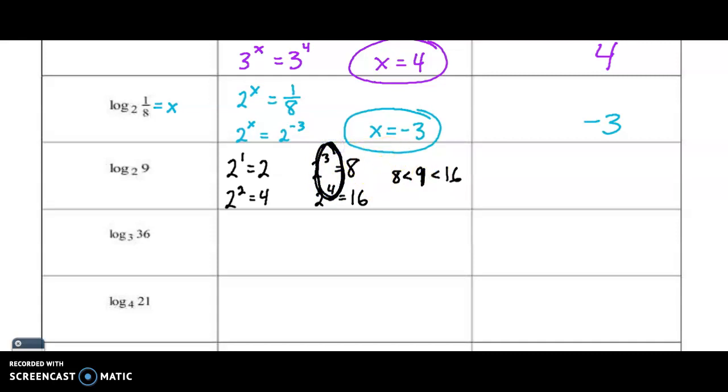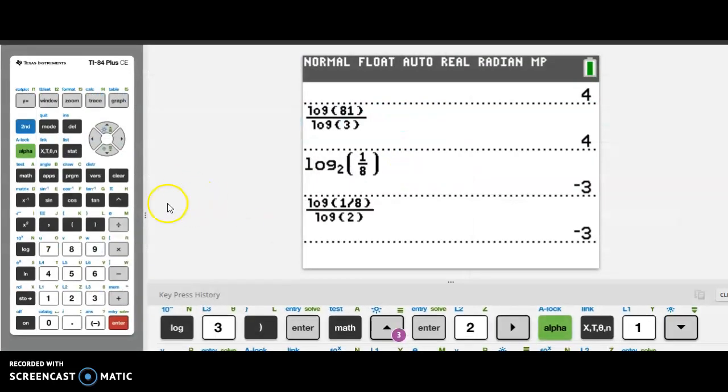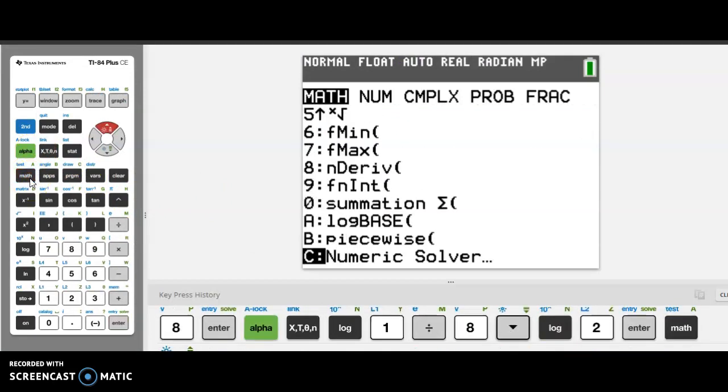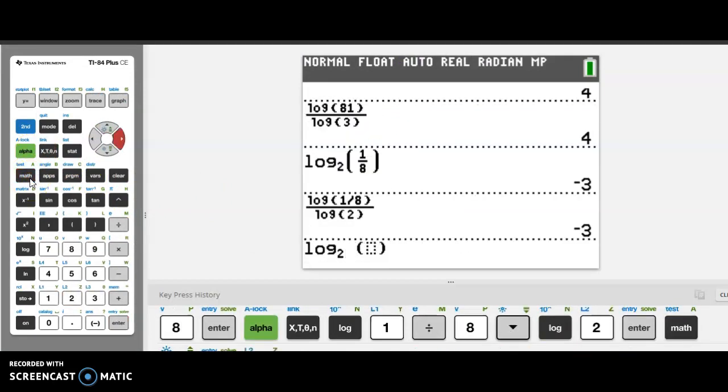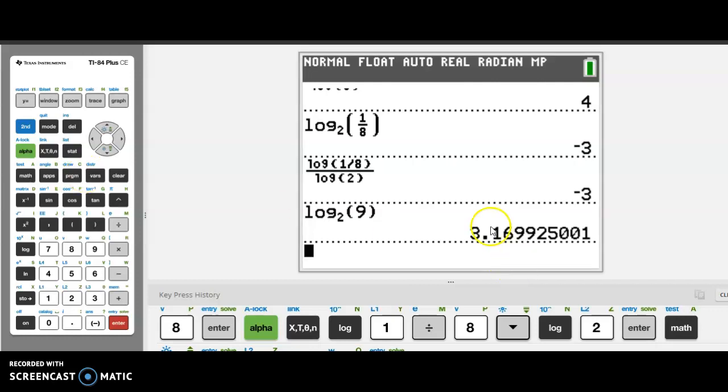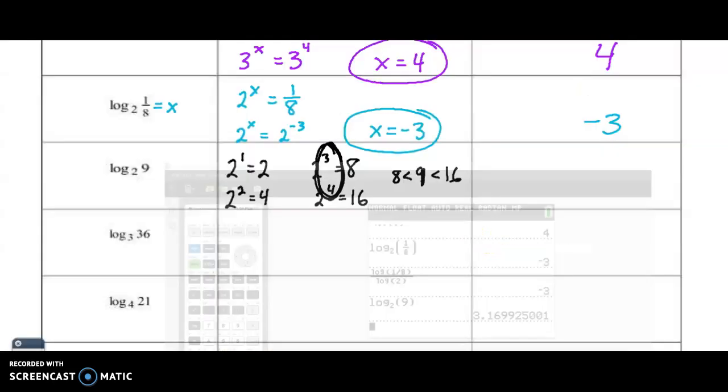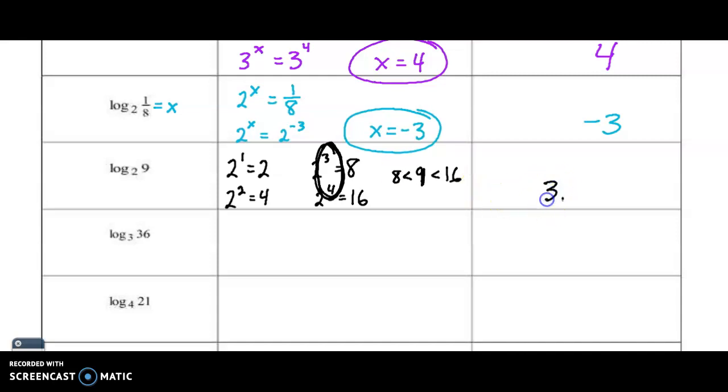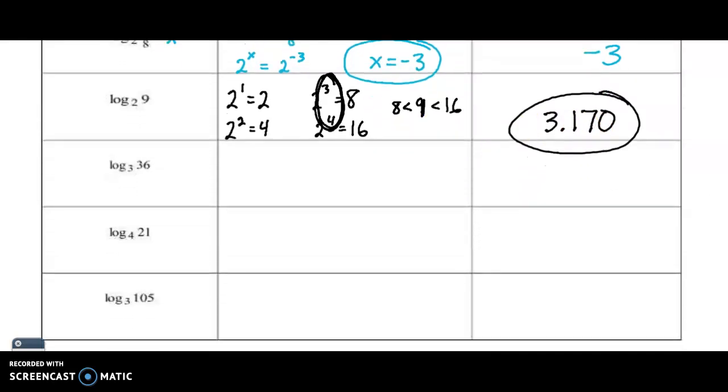So you choose at this point how you want to use your calculator. But if you actually type it in, it makes sense now that my answer is 3.170. That's what I need you to understand out of this. Does this answer match? Does my answer make sense?